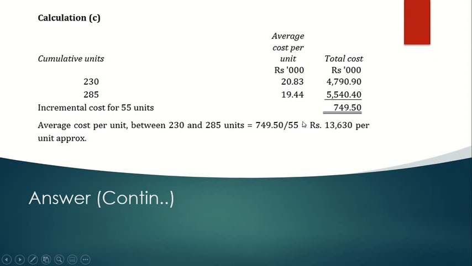So approximately we can say 13,630 will be the average cost per unit in July month. In July month we are going to produce 55 units. In July month our cost will be 749,500. In July month we are going to produce 55 units, which means the average cost per unit will be 13,630. Understood?